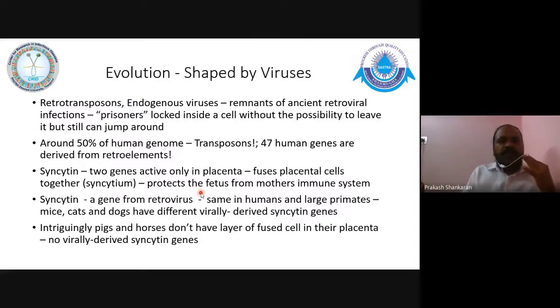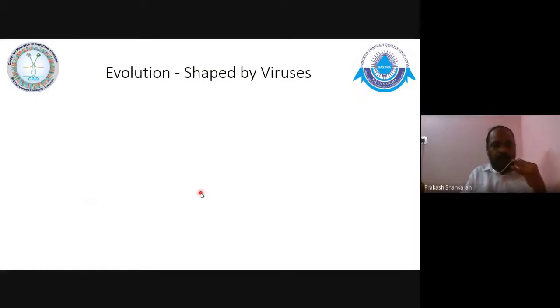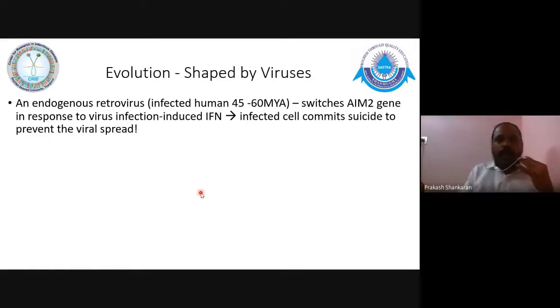Interestingly, pigs and horses don't have a layer of fused cells in their placenta, no virally derived syncytin genes. Sorry, mice and cats do have viral derived syncytin genes, but not the ones from human beings. But pigs and horses don't have this fused cell layer forming in their placenta. Theirs is entirely different. Probably the ancestors of pigs and horses were not infected by any retroviruses, so they don't have these syncytin genes. It's a gift for only a few animals, including human beings.